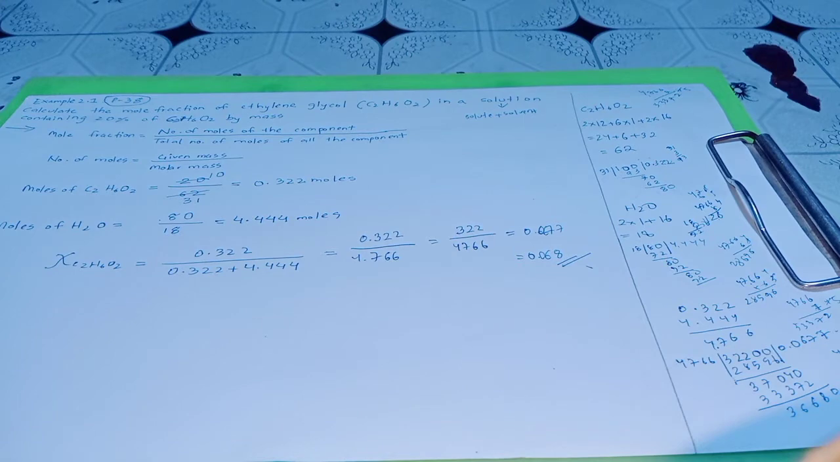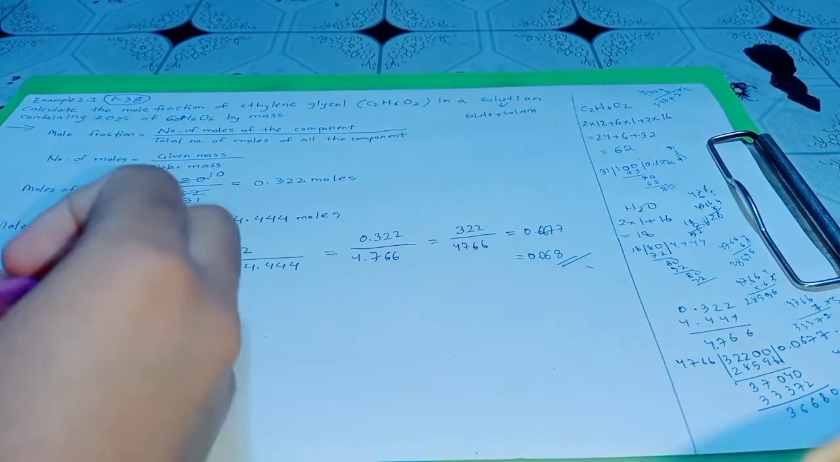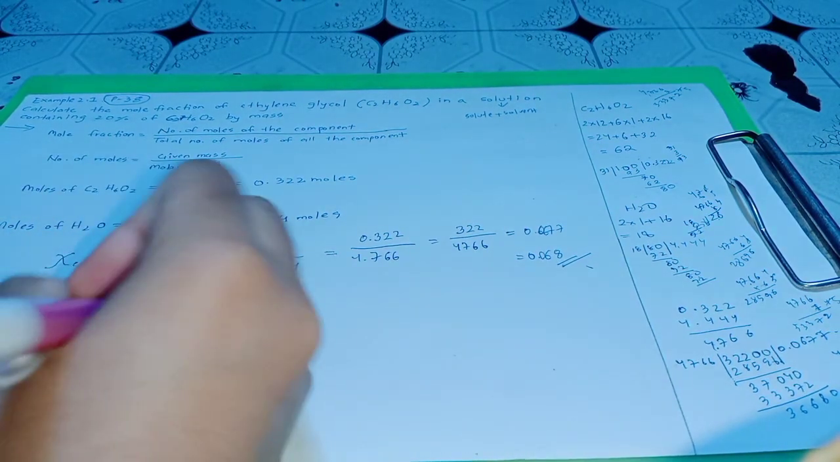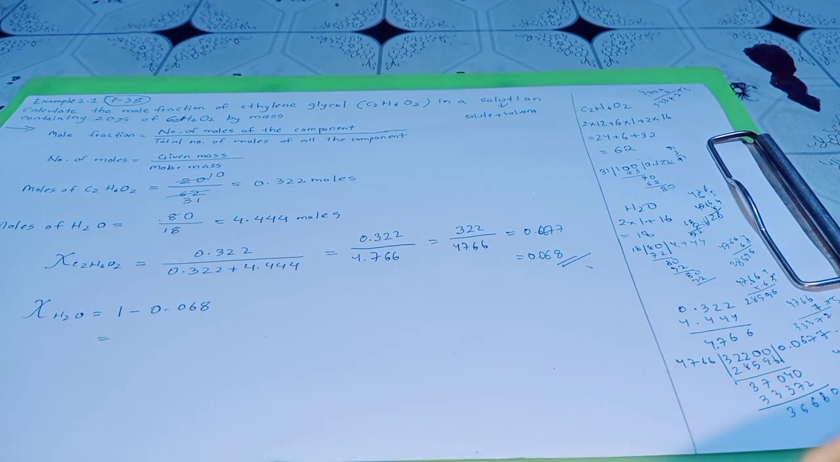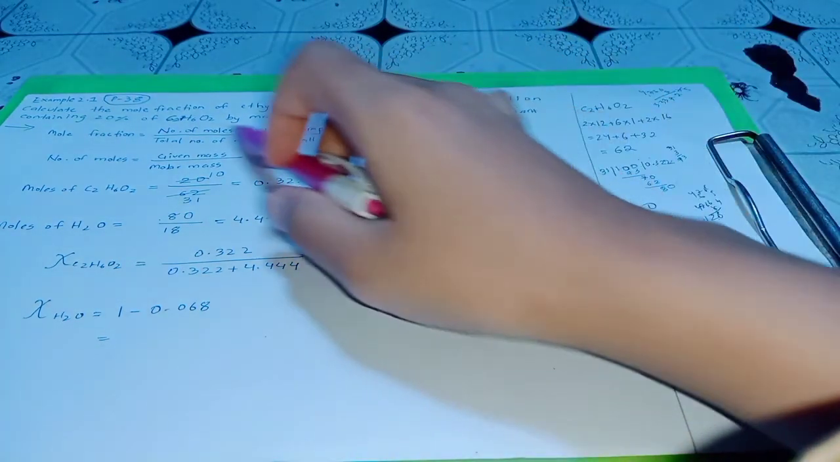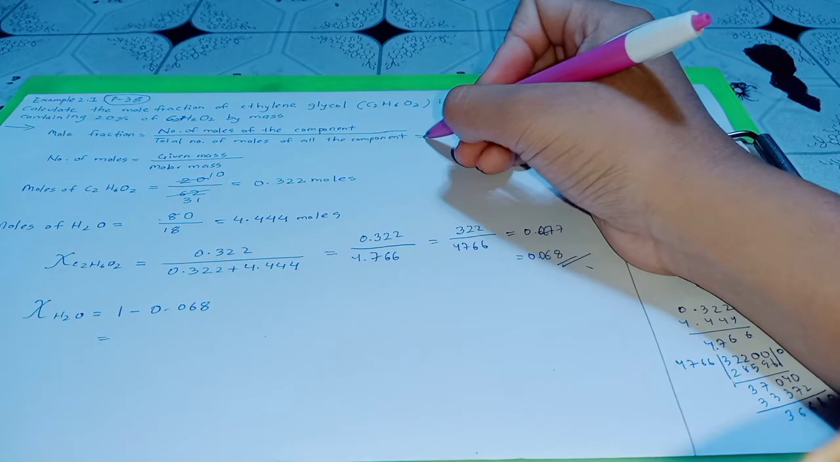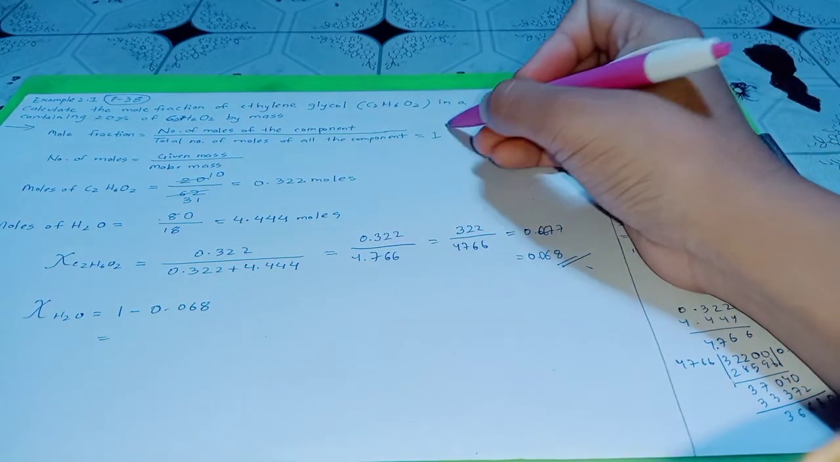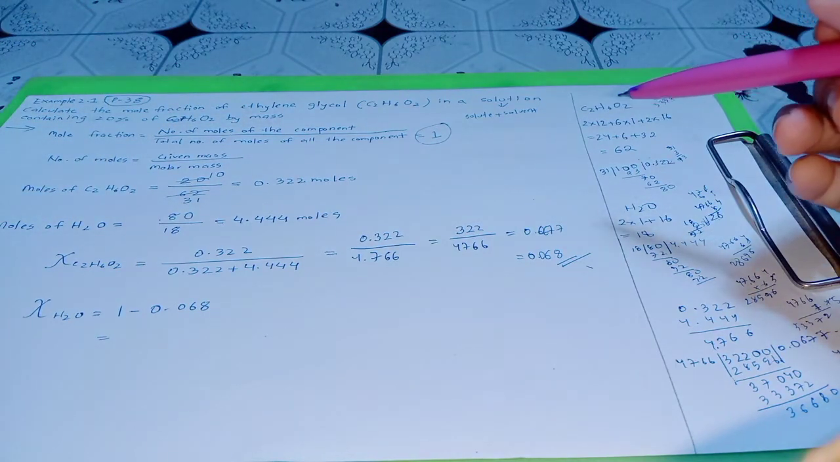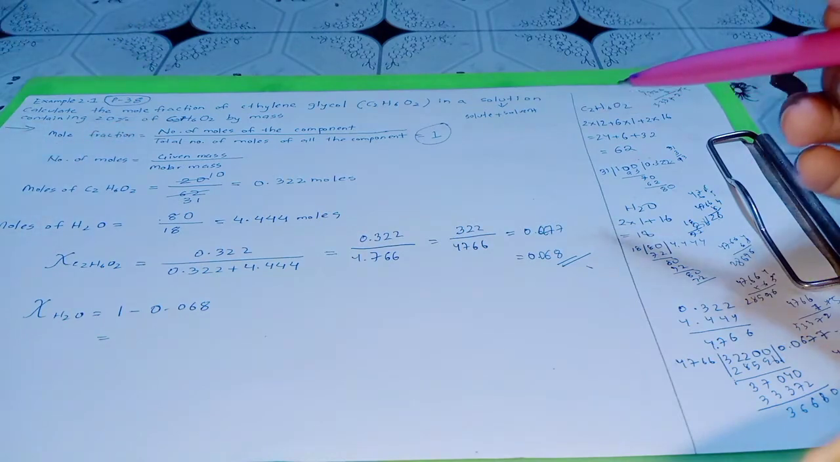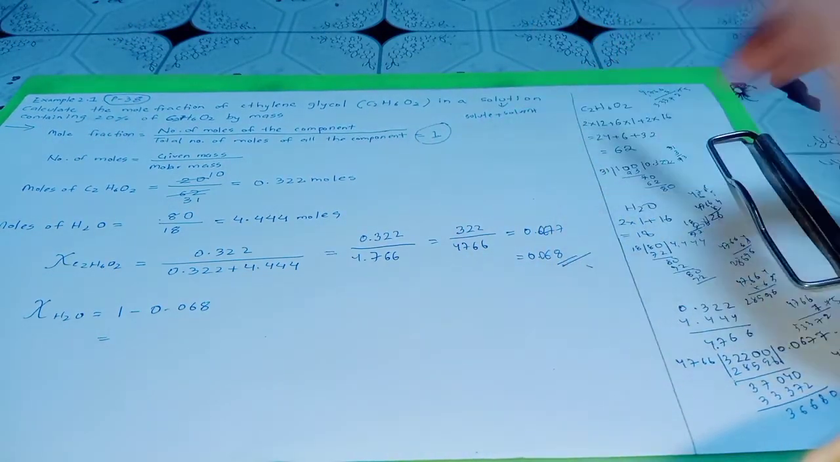And if we have to calculate the mole fraction of water, then we can just write it as 1 minus 0.068. Why is this? Because the total number of moles of all the components in a solution will always be unity, that is 1. How many components are there? We have two components, that is ethylene glycol and water. So 1 minus the other side, then we'll get this one.